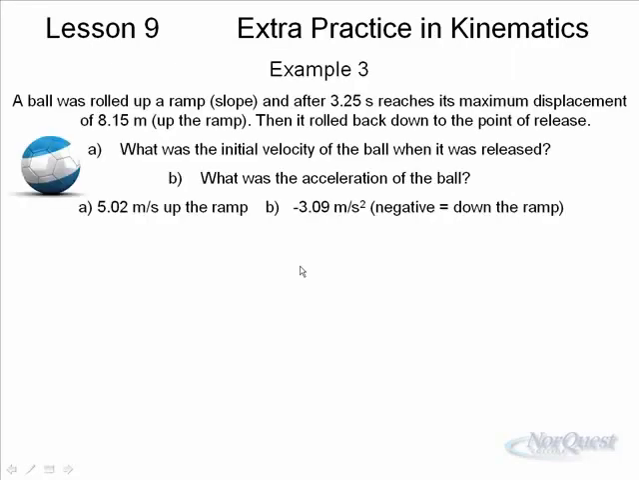So example number 3: a ball rolled up a ramp reaches its maximum displacement after 3.25 seconds. It then rolled back down to the point of release. What's the initial velocity? What's the acceleration of the ball? Now a little picture actually helps quite a bit, and we'll get to the solution right now.